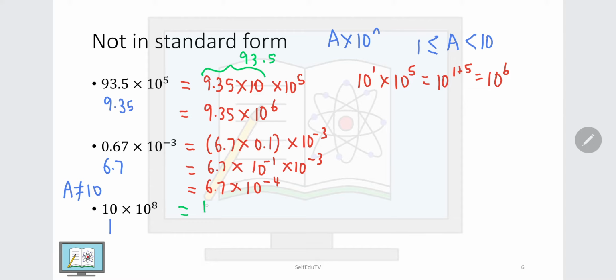So 1 multiplied by 10 to the power of 8. So 10 means 1 multiplied by 10. And then you combine. So that's how you change to standard form.